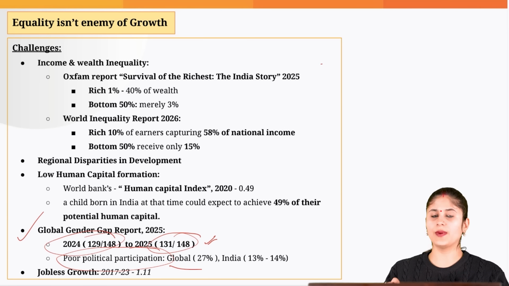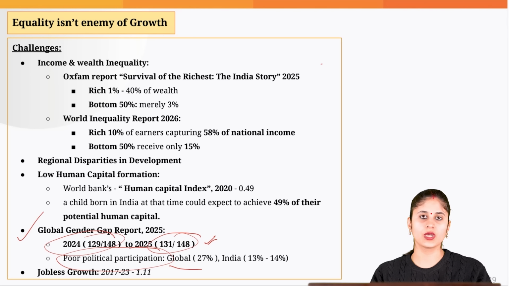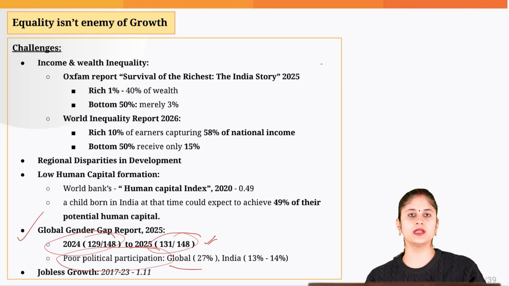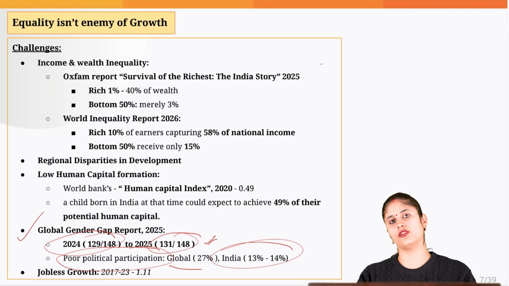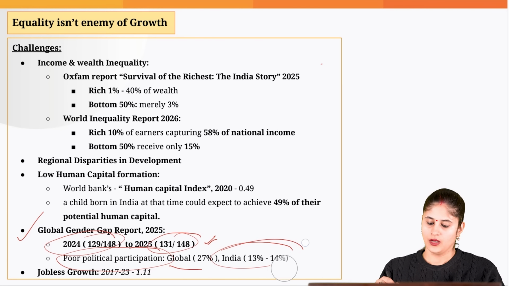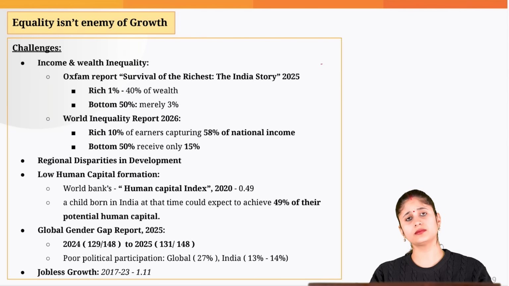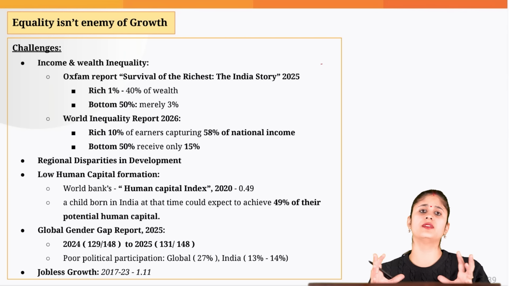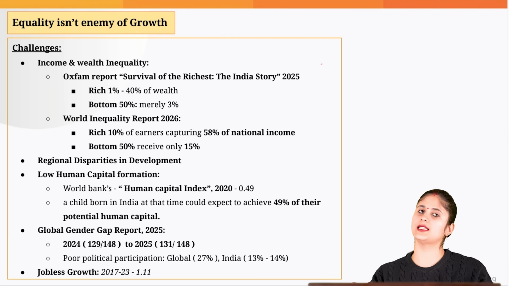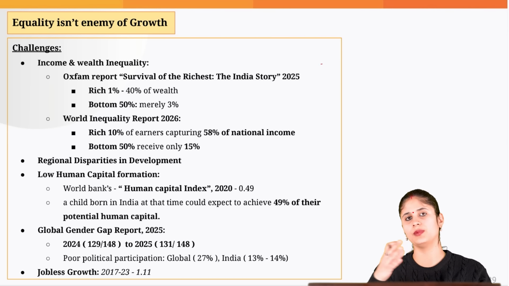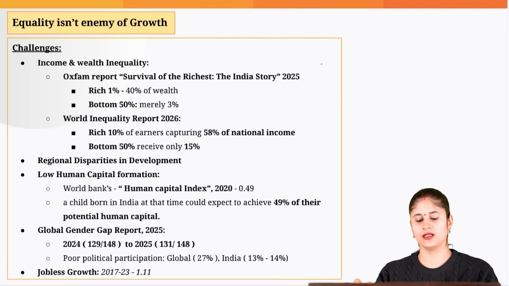Why? Because globally, 27% of parliamentarians are women. They hold the position of lawmakers, but when it comes to India, the political participation of women is merely 13 to 14%. Although we have come up with the Women Reservation Act, wherein we have reserved one-third of the seats in the Lok Sabha as well as the State Legislative Assemblies, it has not yet been implemented. It would be implemented once the delimitation exercise is done.